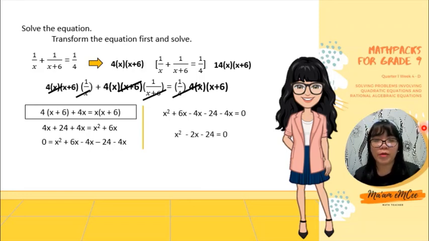symmetric property. Then we combine like terms. 6x minus 4x is equal to positive 2x. Positive 2x minus 4x is equal to negative 2x. Then we copy x squared and we copy as well negative 24 equals 0. So therefore, our equation will be x squared minus 2x minus 24 equals 0 in standard form.